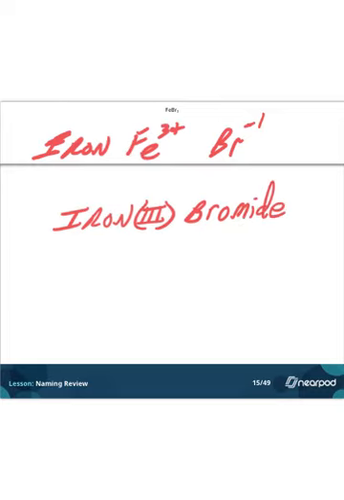Okay, I have iron and I have bromide. Iron has multiple charges, and bromide is a -1. Right? If I have 3 of them, that means the iron has to be +3. So I could write iron(III) bromide for the name.